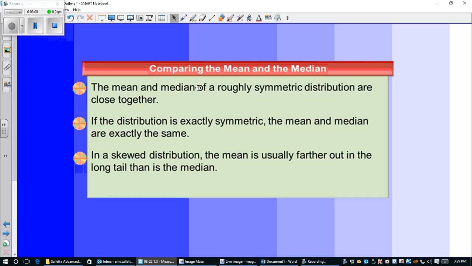But in a skewed distribution, the mean is usually farther out towards the long tail than the median. So you would have to make a judgment as to which one you would use. Most likely you would use the median since it's resisting the skew more than the mean is. Okay?